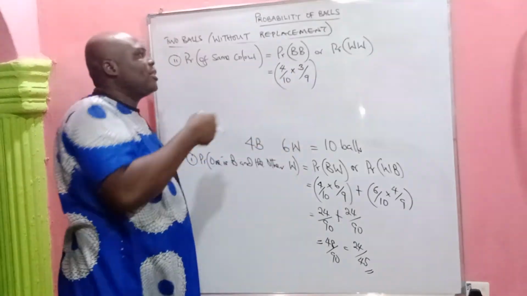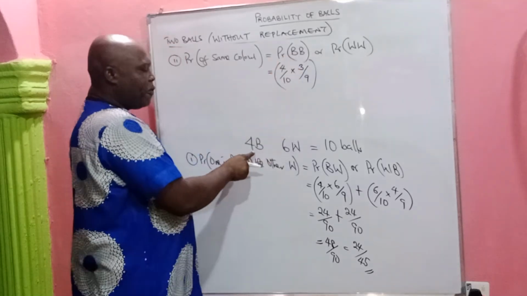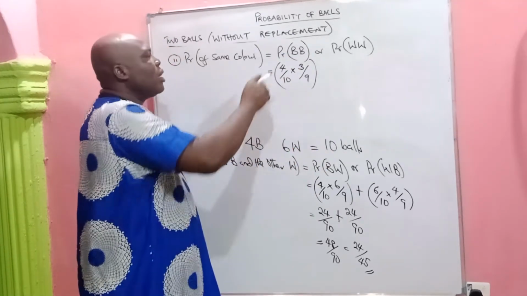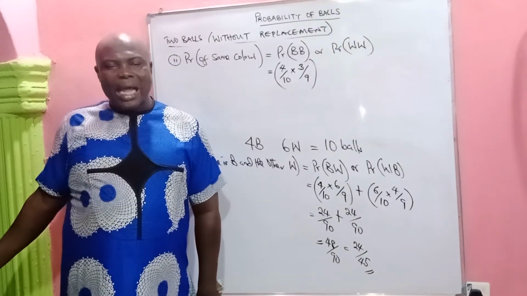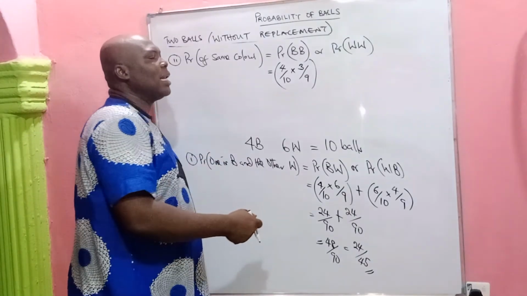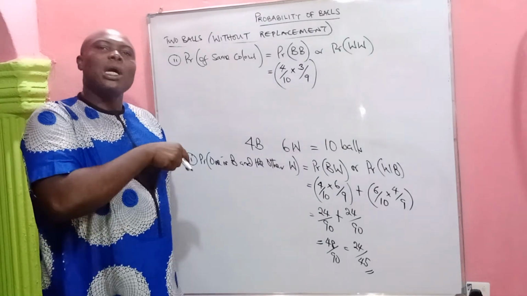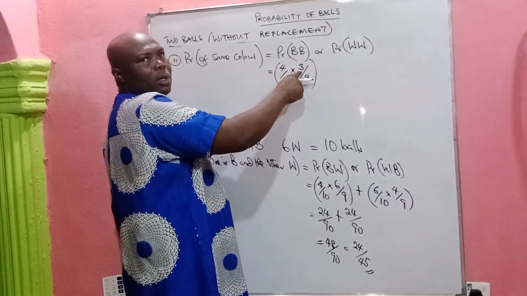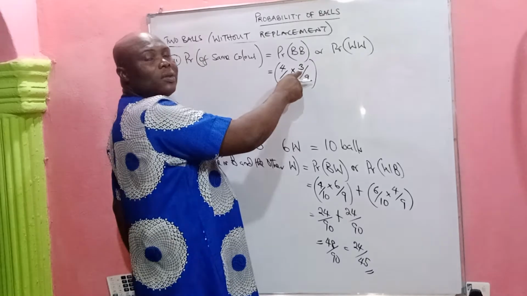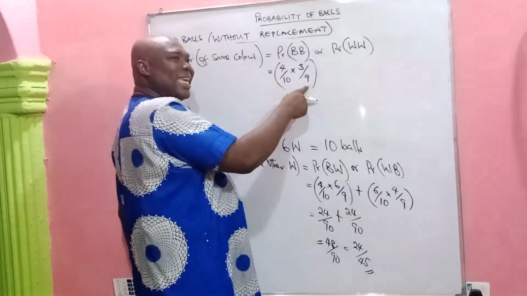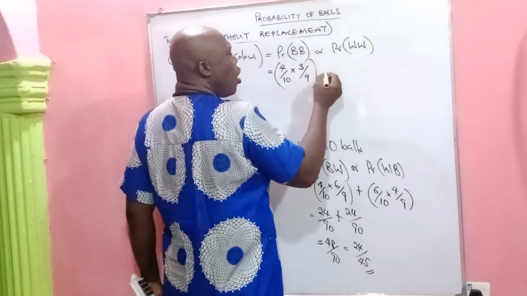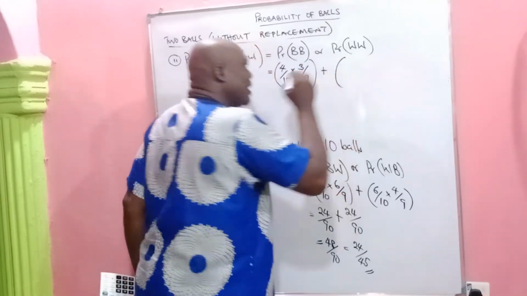When we pick the first ball, if it is blue, there are 4 blue balls over a total of 10. That's why you have 4 over 10. But you did not replace the blue ball. You kept it outside without replacement. You now dipped your hand and you picked another blue ball. It means you are now picking from 3 blue balls, because there were 4 before, but you kept one outside. You didn't replace. So 3 blue balls, the total now becomes 9. Take note of that.